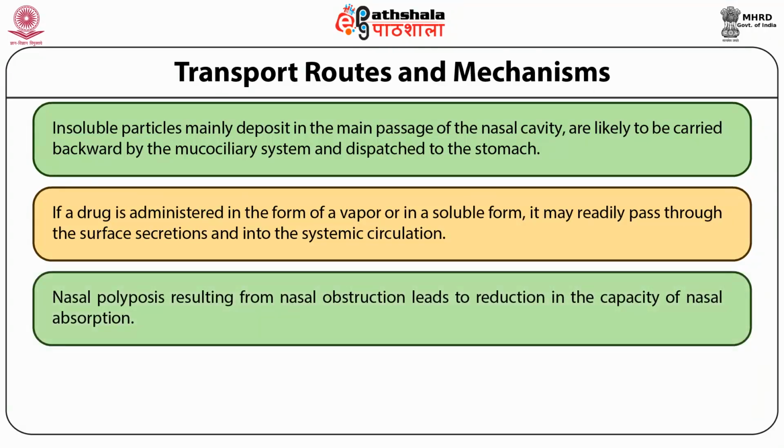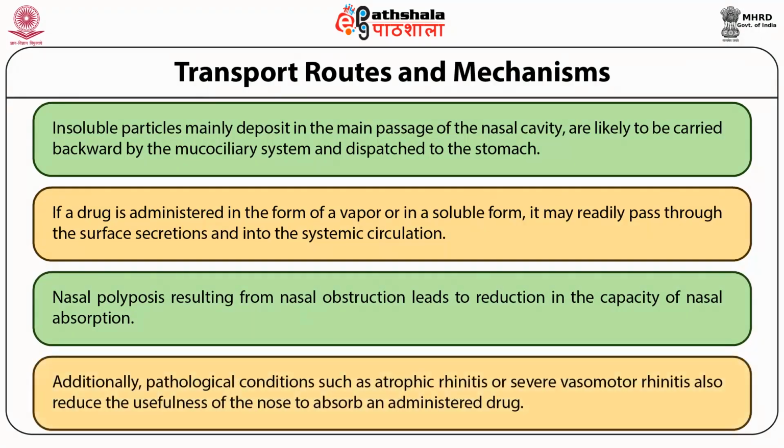Nasal polyposis resulting from nasal obstruction leads to a reduction in the capacity of nasal absorption of drugs. Additionally, pathological conditions such as atrophic rhinitis or severe vasomotor rhinitis also reduce the usefulness of the nose to absorb an administered drug.